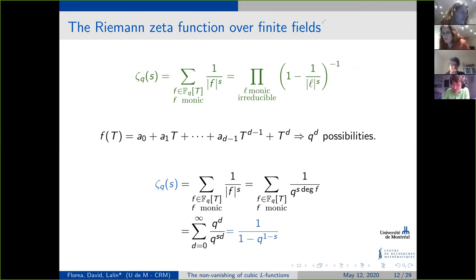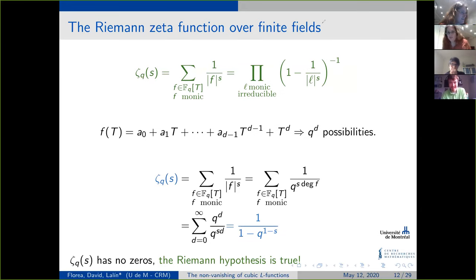Maybe too nice. Basically, it's obvious that there are no zeros, and we have a pole at s equals 1. So it is a little bit underwhelming, but the theory is not at all. You can work with extensions, or field extensions of F_q(T), and then it becomes much more interesting.